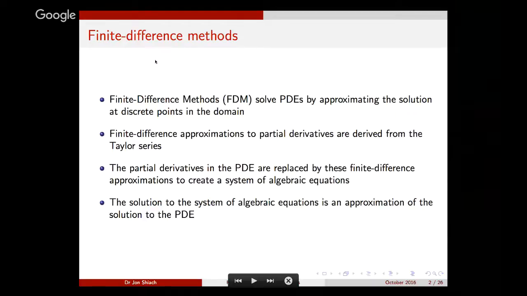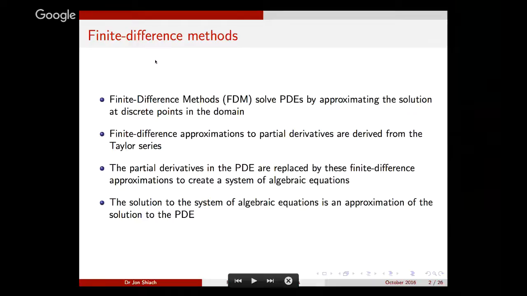Finite differences are approximations of partial derivatives. So as we saw last week, our PDEs are built on partial derivatives of our function u. Now u is what we're trying to find. Partial differential equations are an equation in terms of the partial derivatives of u.